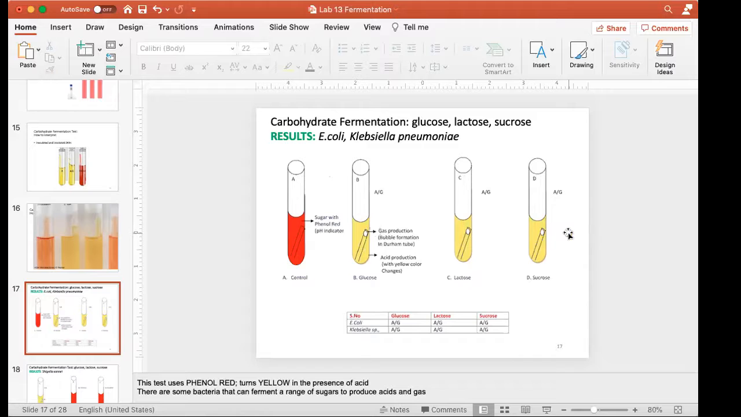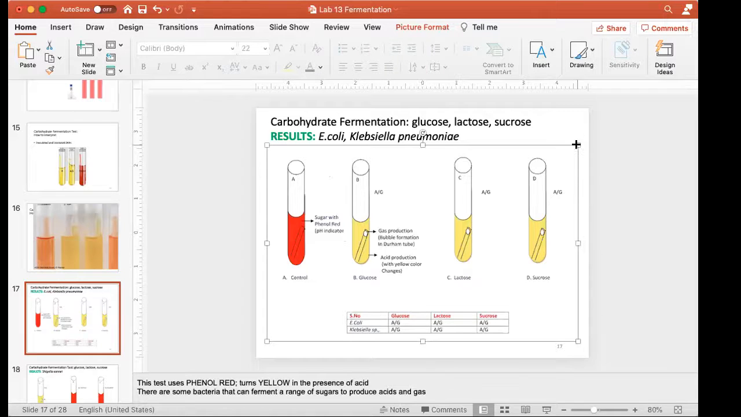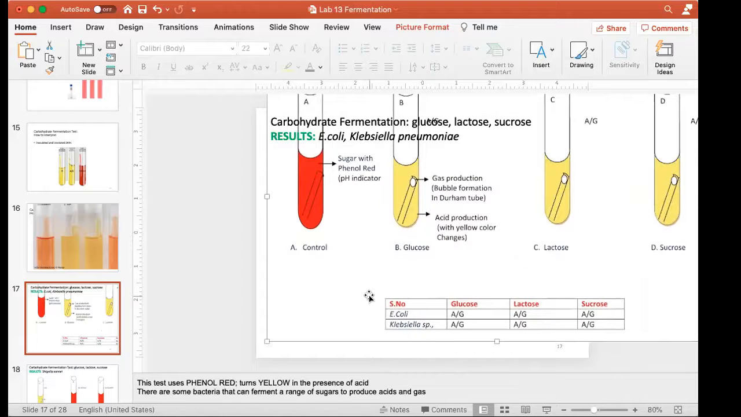And these were the results for both organisms. Both organisms had an identical result for this test. That's what is shown down at the very bottom of this picture. Again, very hard to read because it's small. E. coli for glucose is A/G. Acid, because the media turned yellow. And gas, because there's a little bubble at the top of the Durham tube. In the lactose tube, same thing. In the sucrose tube, same thing. Yellow color, gas bubble. So AG all the way across.